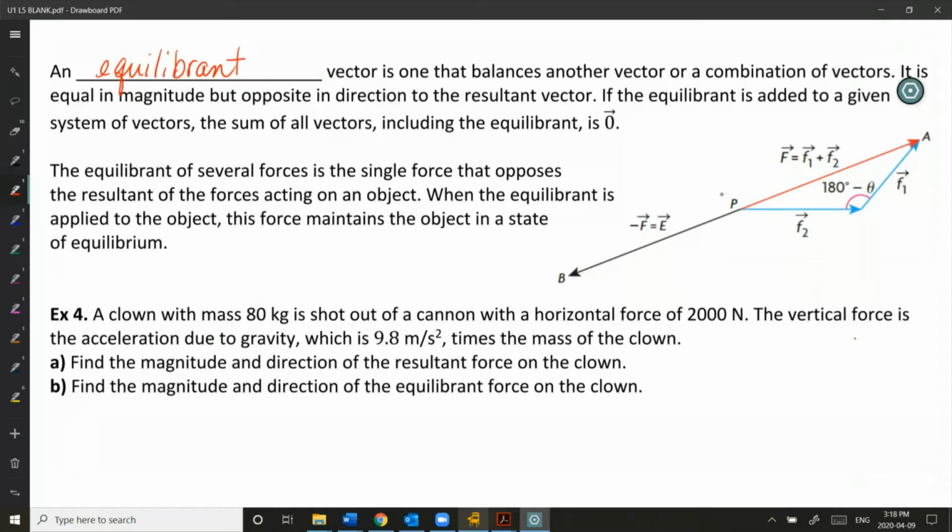So if we have the resultant vector and the equilibrant vector, those things are going to balance out to give us the zero vector. And that's essentially what a state of equilibrium means. It means all forces are counteracted and that object is at rest.